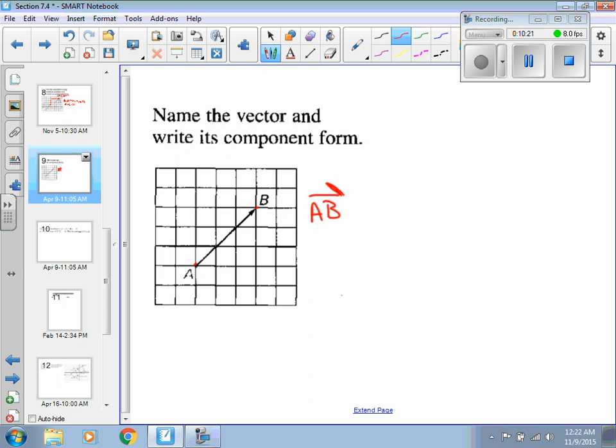Now we want to write the component form of our vector, which tells us we're moving right 3 units and up 3 units. Okay, so right 3 means we're going to have an x component of positive 3, and since it's moving up 3, we're going to have a y component of positive 3 as well. So the vector is ⟨3, 3⟩.